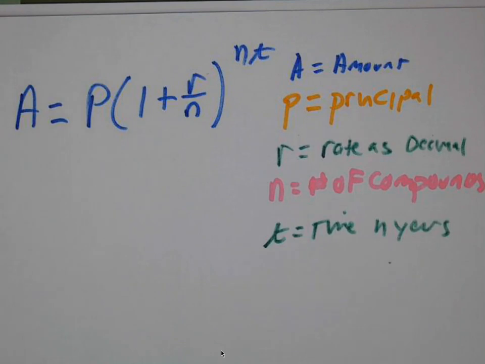All right, so let's take a look at example number one. Dave invests 300 in an account at an interest rate of 5%. He makes no other deposits or withdrawals. Find out what's in the account after 15 years if it's compounded semi-annually and monthly.